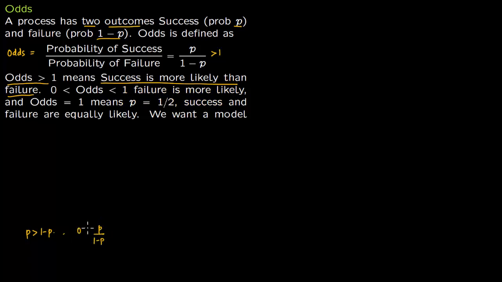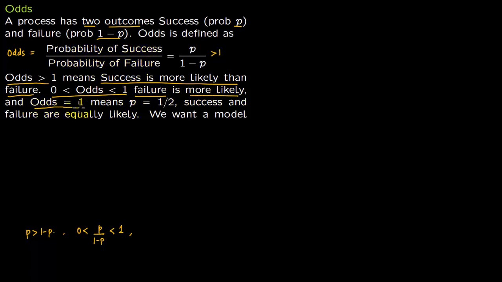This is always greater than 0. That is because P is positive and 1 minus P is positive, because P is a probability, so it lies between 0 and 1. And we are saying this is less than 1 because the probability of success is less than the probability of failure. So the odds lie between 0 and 1. In that case, failure is more likely because the probability of failure is greater than the probability of success.